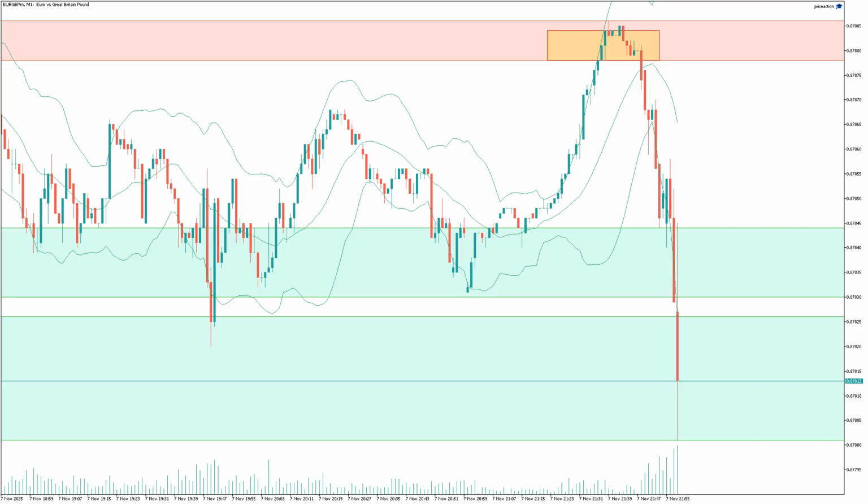This zone represents a significant area where past price action indicates a strong willingness for buyers to enter the market and halt further downward movement.